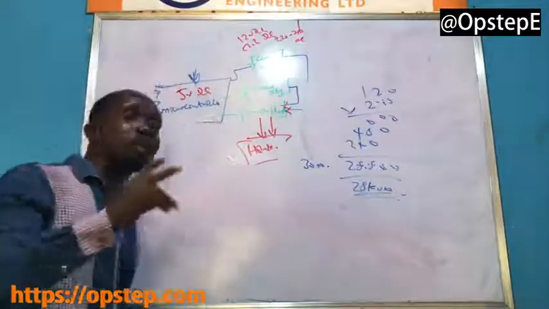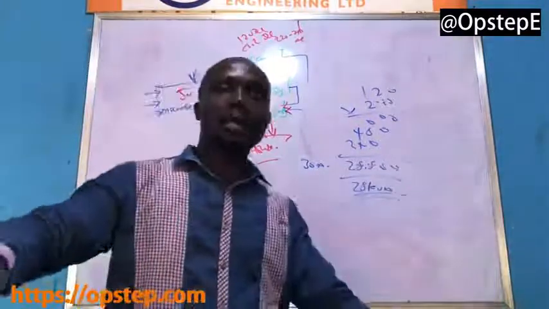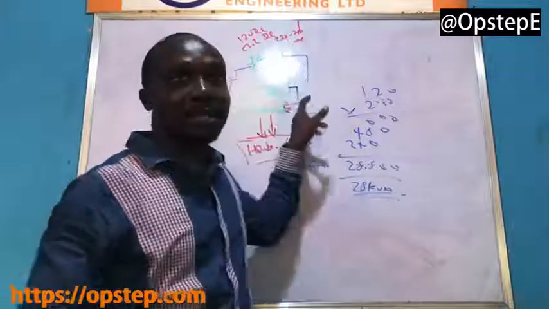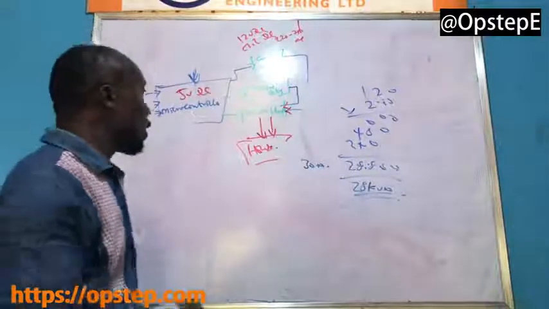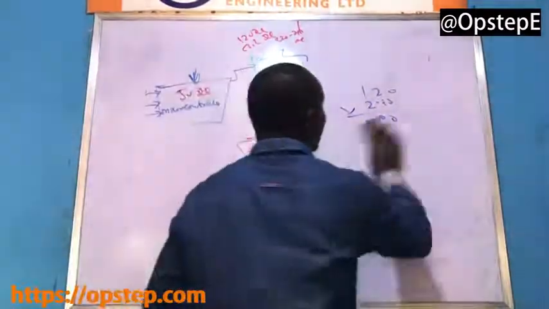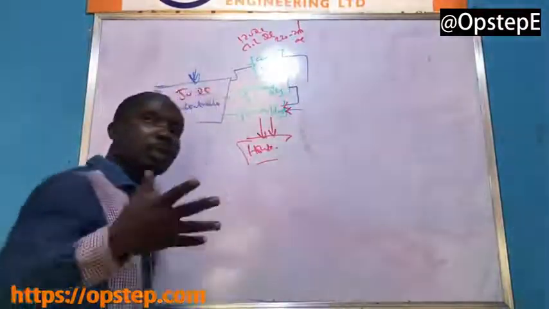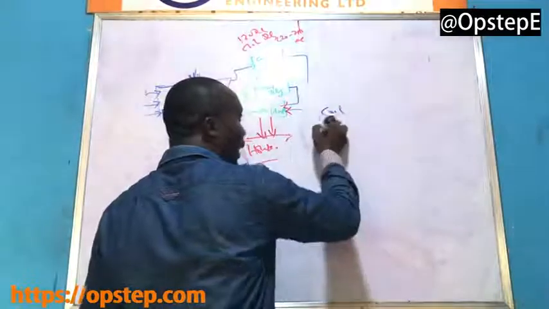Now, when you go to the market and you pick up a relay, and this is very important, so if you want to sleep, don't sleep again. After now, you can go and sleep. Because if we cannot explain this part, then this project cannot be actualized. When you go to the market and you pick up a relay, it has what we call coil and contact.